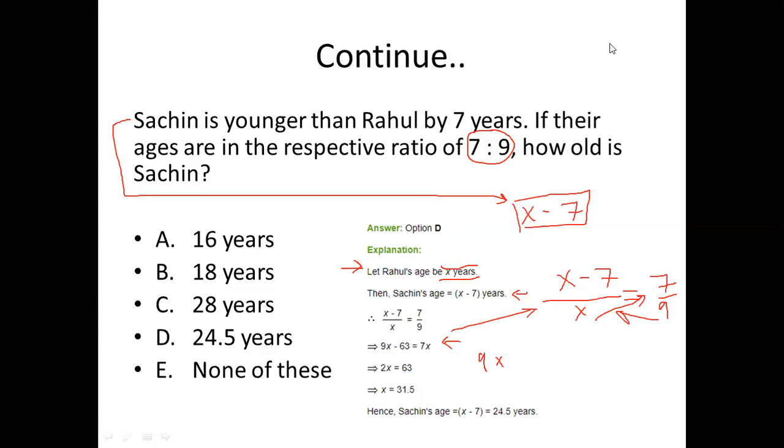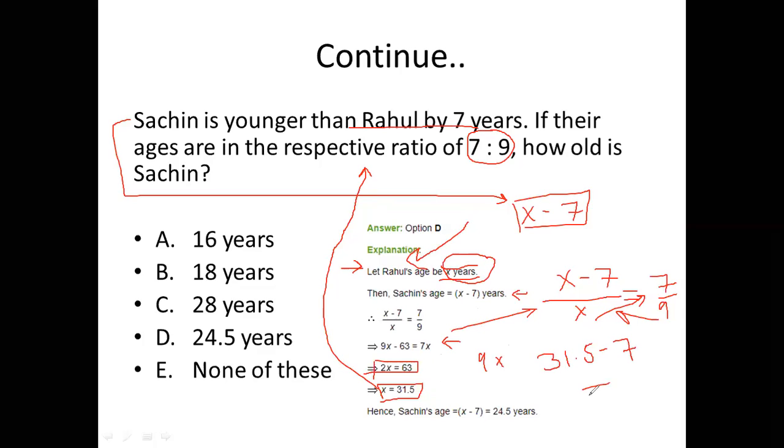So what we'll get, 2x is equal to 63, and if we divide it by 2, it will be 31.5. Now please read the statement again, that Sachin is younger than Rahul by 7 years. So till now we have achieved X, and X is the age of Rahul. So we have to subtract it. So we will subtract 31.5 minus 7. How much will we get? That is 24.5 years. Yes, Himanish, is it clear?